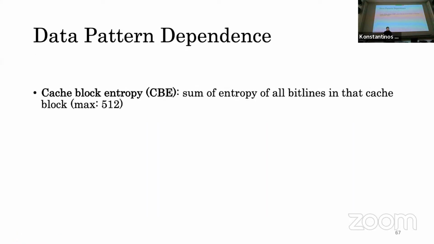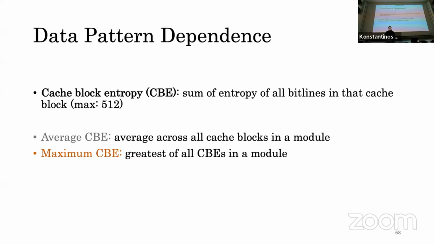In order to quantify the results, the paper proposes cache block entropy. This is the sum of all the bitline Shannon entropies in a cache block. So basically, we have bitlines and each of them has a sense amplifier, and we can collect a bit stream from that sense amplifier, and then the sum of all the entropies is the cache block entropy. The maximum value for which is 512, since this is how many bitlines you would have in a DRAM cache block. We also have average cache block entropy, which is the average across all cache blocks in a module, and the greatest cache block entropy, which is the greatest maximum cache block entropy in a DRAM module.